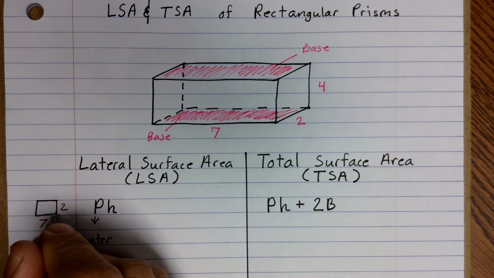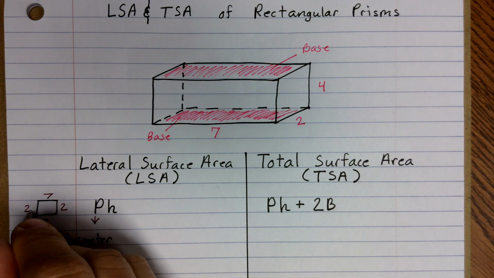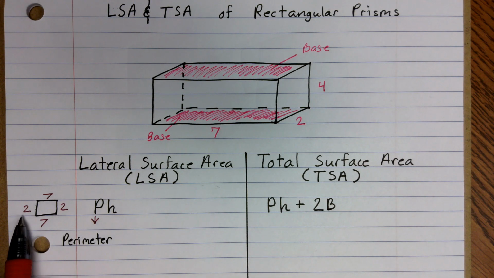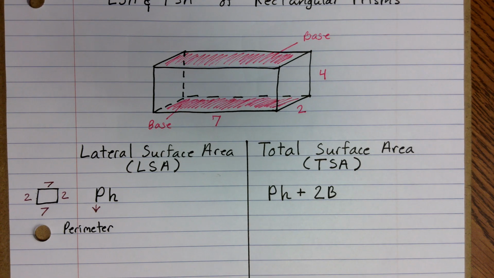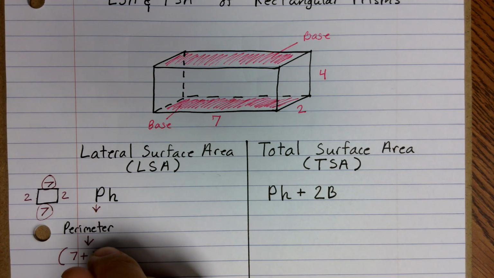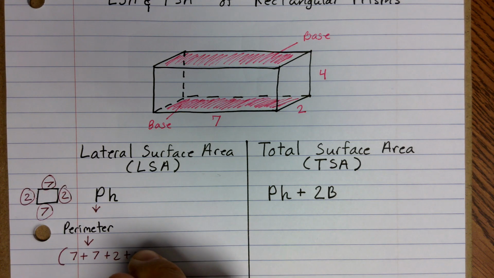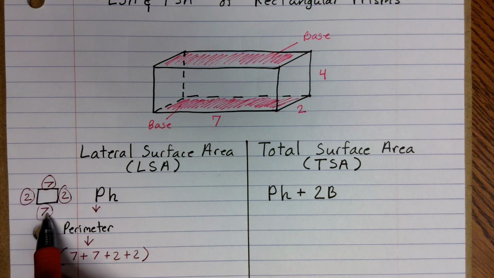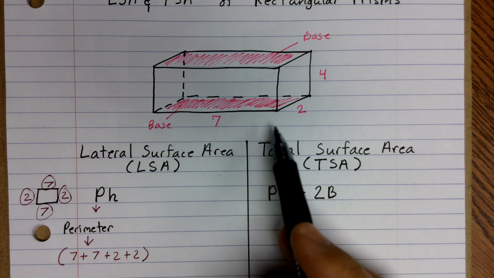Now if the bottom was 7, then that top side's got to be 7 and the left side's got to be 2. So if I wanted to find the perimeter, I would just simply add all 4 of those numbers. And to give you an example, the perimeter, I'm going to put it in parentheses because we're replacing P with some values, is going to be 7 plus 7 plus 2 plus 2. In other words, it's the length plus the length plus the width plus the width. Now that's how we find the perimeter of it. That's all 4 sides of the base, and we'll add them together and it'll tell us the distance around it.